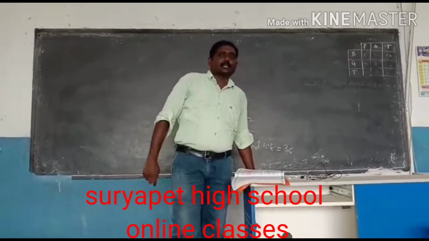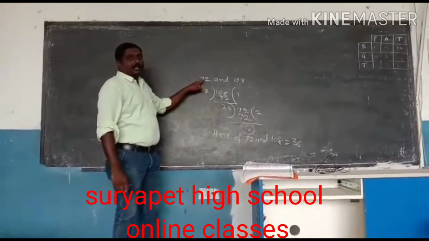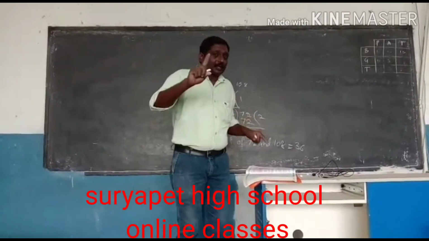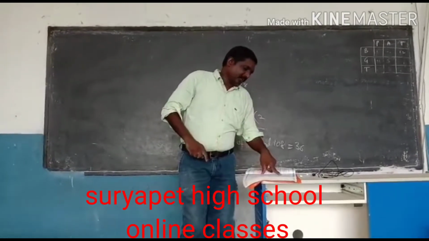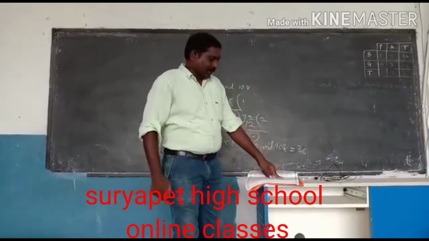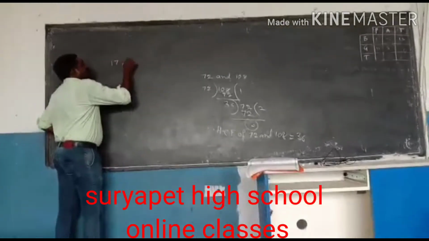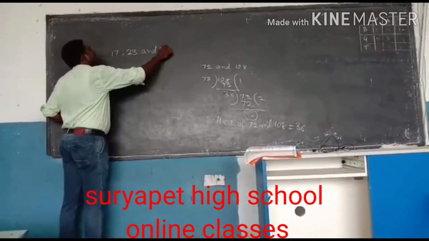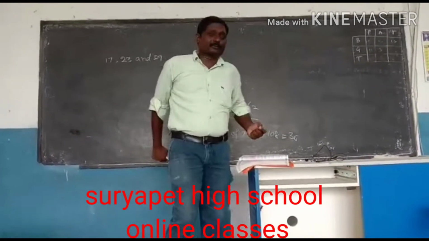Okay, start. Yeah, students. Now we already completed the HCF of 72 and 108. I am explaining to you one more example, which goes to the second question. That is 17, 23 and 29. We are going to do the HCF of 3 numbers now.